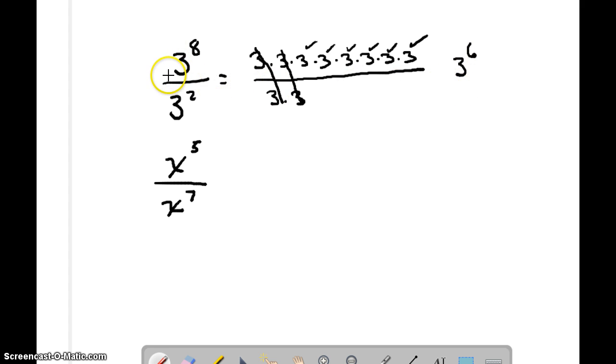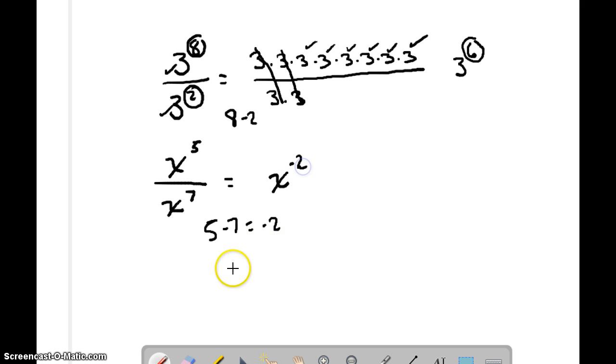So the other thing we can take a look at is that if we have a common base, we can take the numerator minus the denominator, and that will tell me what my exponent is. So my numerator minus my denominator when I'm dividing with a common base will tell me what my new exponent is. So using that rule here, we have a common base of x. I have a 5 and a 7. 5 minus 7 equals -2. So my answer is x to the -2.